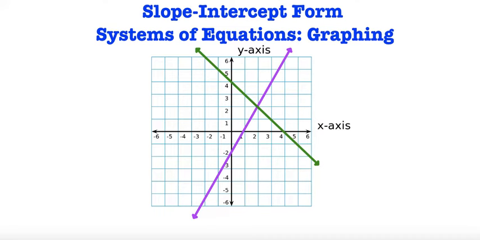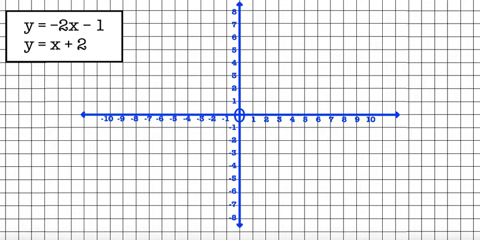Hello, mathematicians. Today we're going to be learning about systems of equations, and more specifically, we're going to be graphing in slope-intercept form to see how many solutions two lines have. So here we have y is equal to negative 2x minus 1, and y is equal to x plus 2. We're going to graph these two and see how many times they intersect.